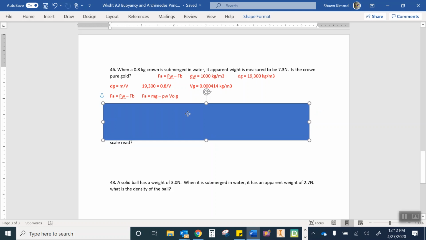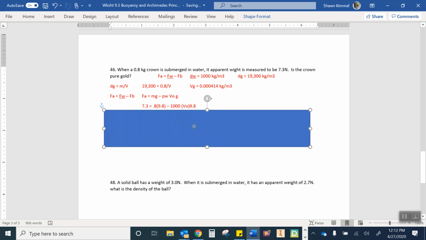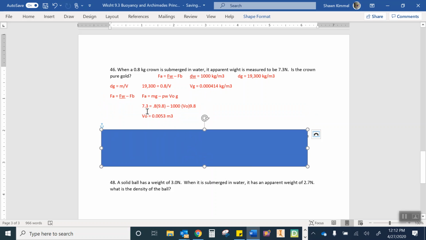Well, from here, we're just going to simply solve for V naught. And what I've done is the apparent weight, they tell us, is 7.3. The actual weight is its mass times gravity. The density of water is 1,000. Gravity is 9.8. Let's solve for the actual volume of the object. And this crown had an actual volume of 0.0053 cubic meters. That means it can't be gold, because its volume was supposed to be 0.00414.